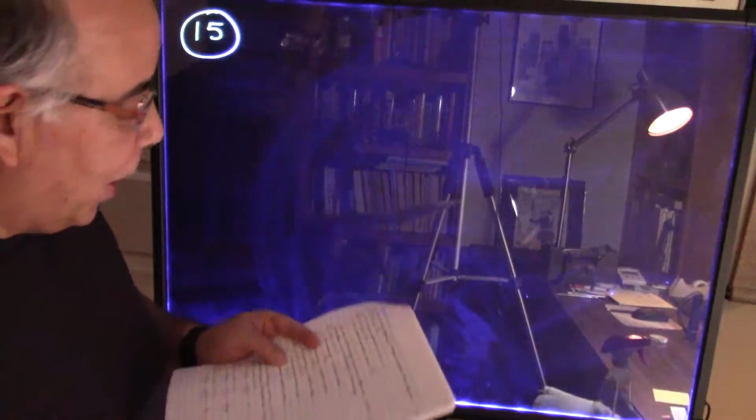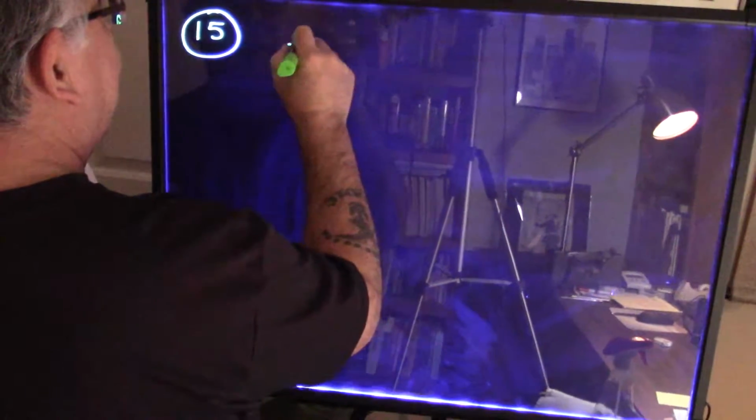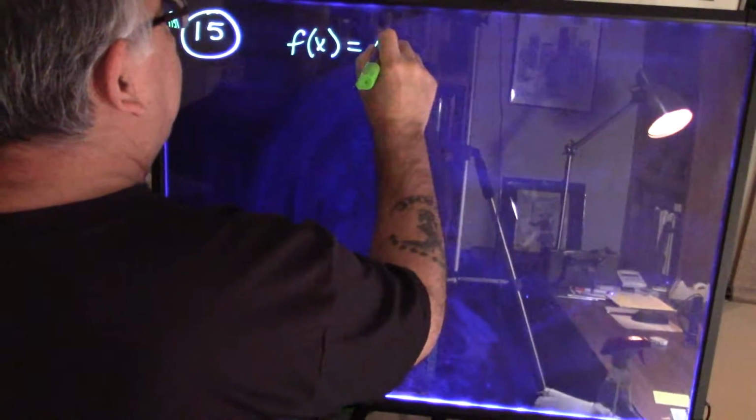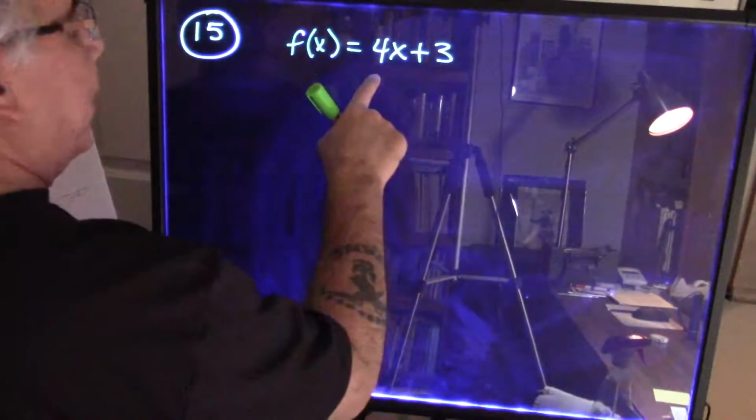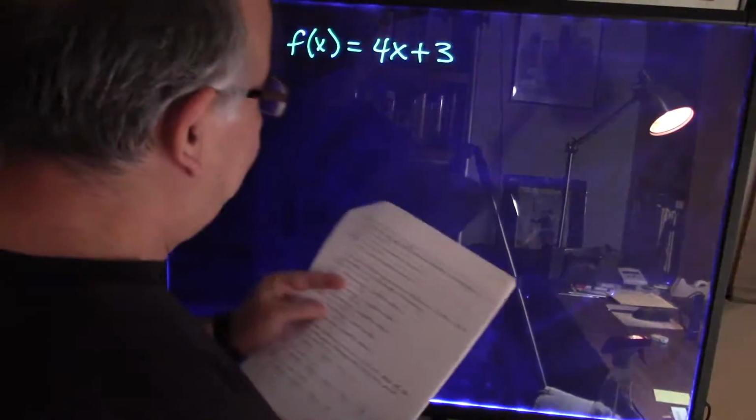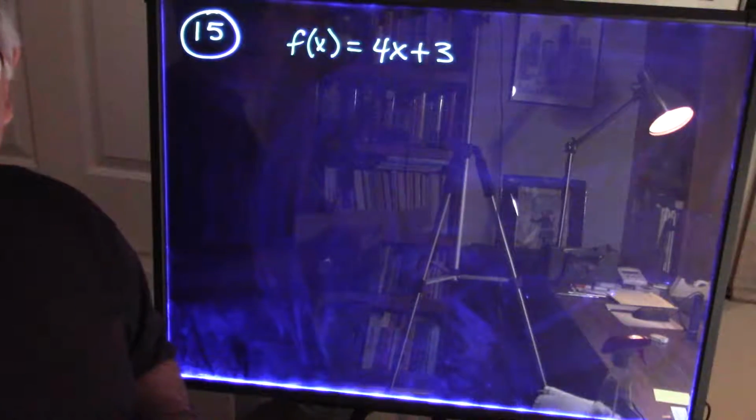Number 15. For the following exercises, determine whether each function is increasing or decreasing. Well, what you do is you note that these are linear functions. Look at the slope, and if it's a positive number, then it's increasing, and if it's a negative number, then it's decreasing. All right, it's just that simple. So we have f of x equals 4x plus 3. The slope is the number next to the x, and that's a 4, it's positive, so that means it's increasing.